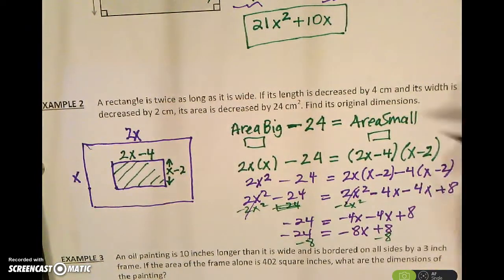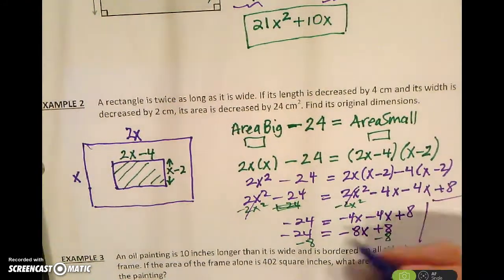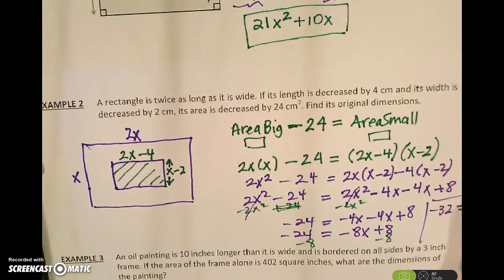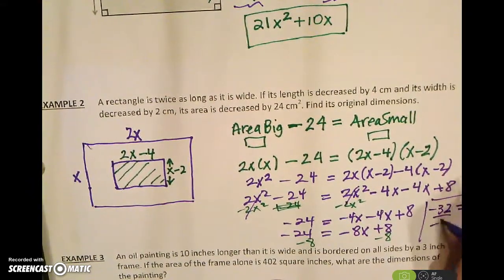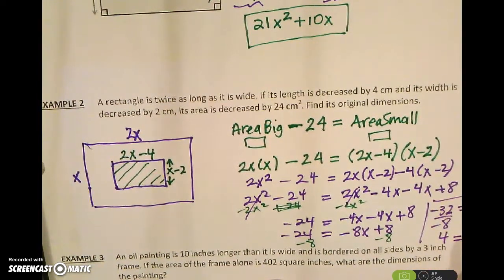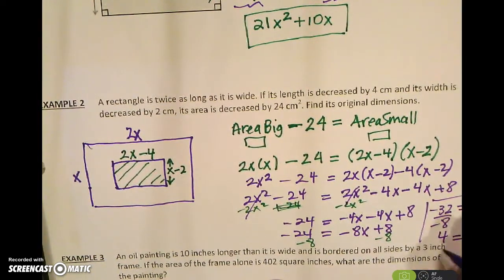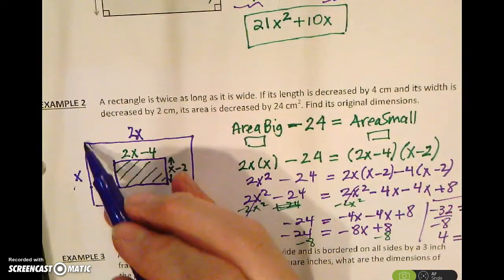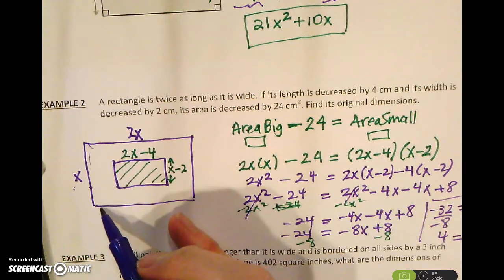And that will give me, I'm going to draw a little box over here, negative 32 is equal to negative 8x. Divide both sides by negative 8, and I get 4 is equal to x. So what in the world is 4? Well, let's look back at our picture. 4 represents the width of the big rectangle.